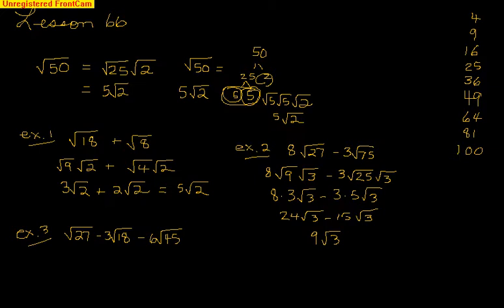So we're going to get 3 square root of 3 minus 3 times 3 square root of 2, because the square root of 9 is 3, minus 6 times 3 square root of 5. All these square roots are different, so we're not going to be able to add those all together at the end. So our final answer is 3 square root of 3 minus 9 square root of 2 minus 18 square root of 5, and that is our final answer.